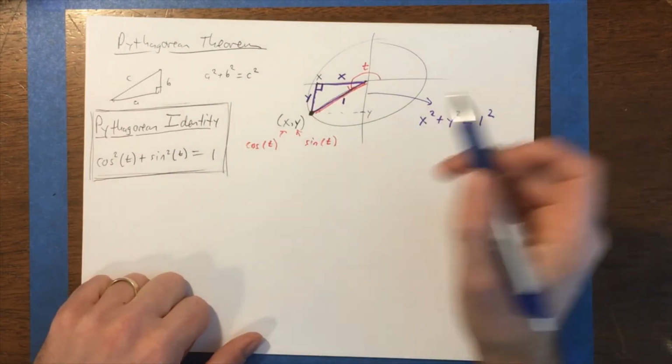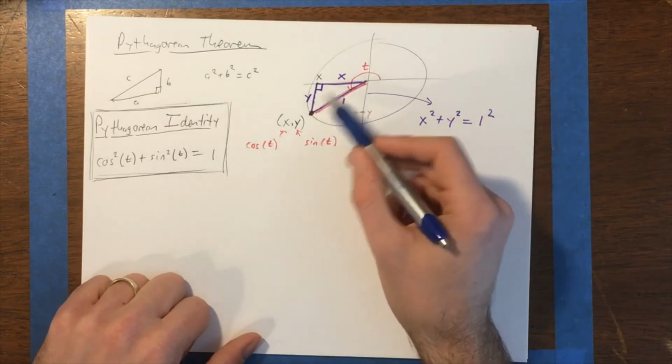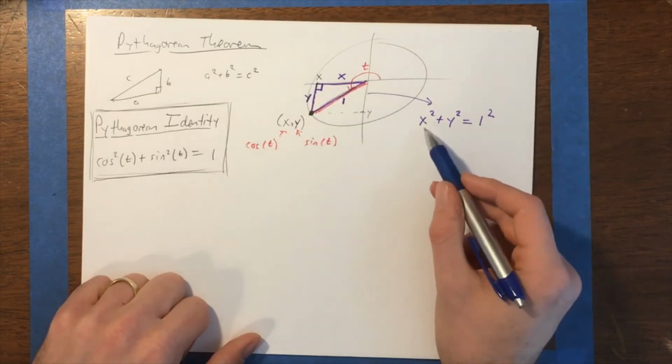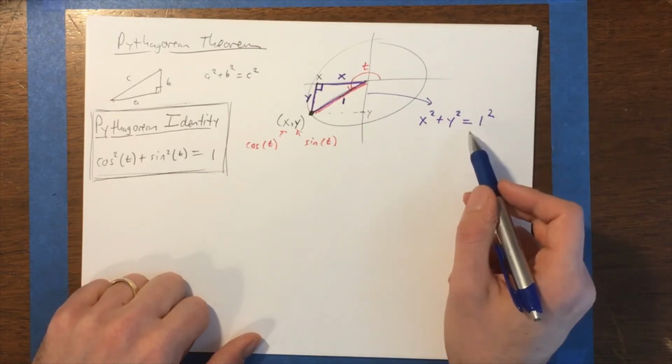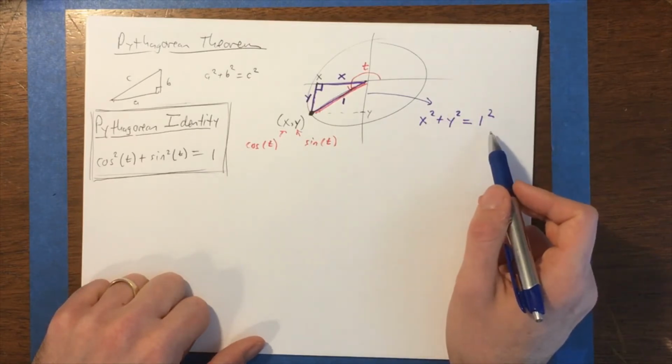By the way, the reason that it doesn't matter whether x and y are positive or negative is because in the Pythagorean theorem, you end up squaring them anyway. So when you square them, it doesn't matter if they were positive or negative. They're still going to add up to 1.